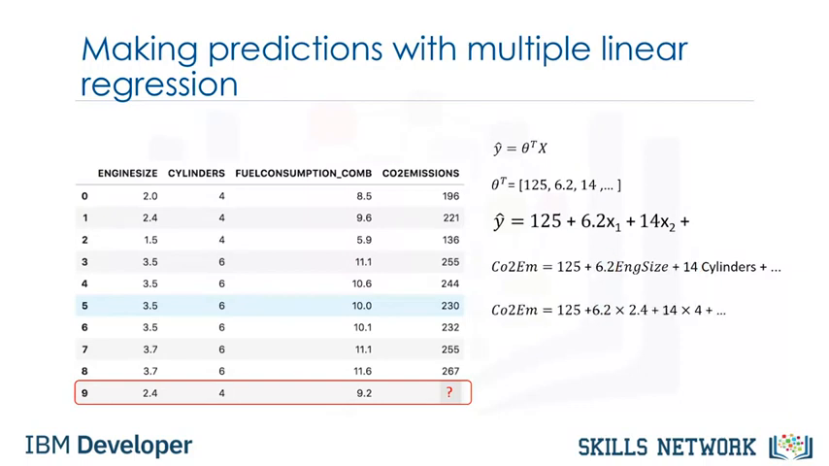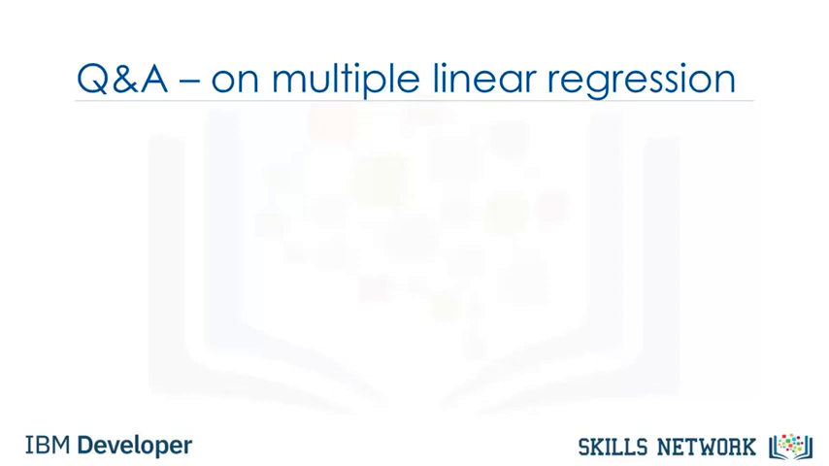Now, let's plug in the 9th row of our data set and calculate the CO2 emission for a car with the engine size of 2.4. So, CO2 emission equals 125 plus 6.2 times 2.4 plus 14 times 4, and so on. We can predict the CO2 emission for this specific car would be 214.1. Now let me address some concerns that you might already be having regarding multiple linear regression.